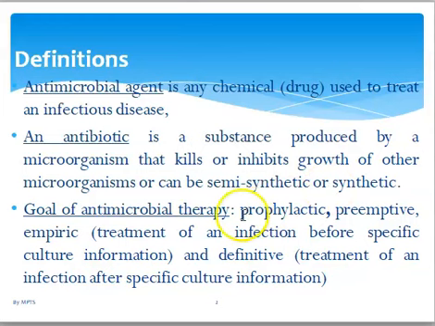So what are the goals of antimicrobial therapy? We have prophylaxis, which is preemptive treatment in high-risk patients. Empirical therapy is the common one practiced today: treatment of infection before specific culture information, when you receive a prescription for a bacterial infection. Definitive therapy is treatment where you have specific culture information, so you treat specifically as the culture tells you. But today we often don't have definitive data, so we use empirical treatment. However, it is always important to have a definitive culture.